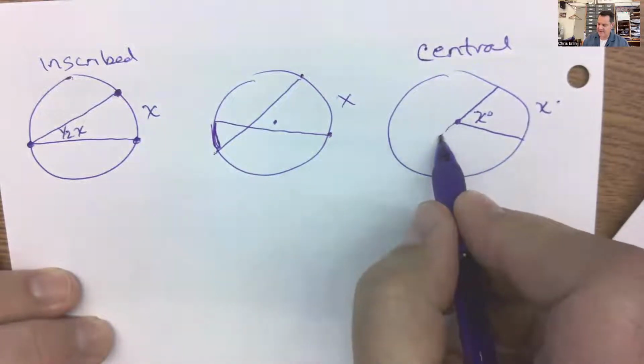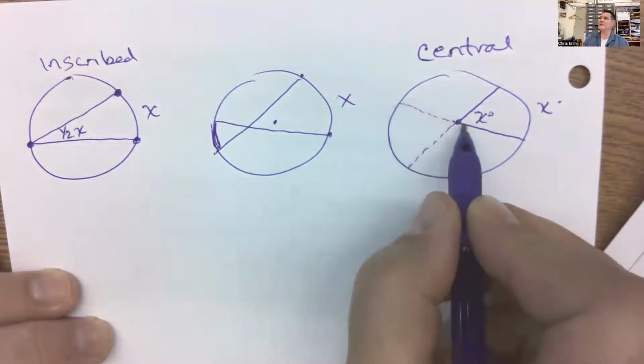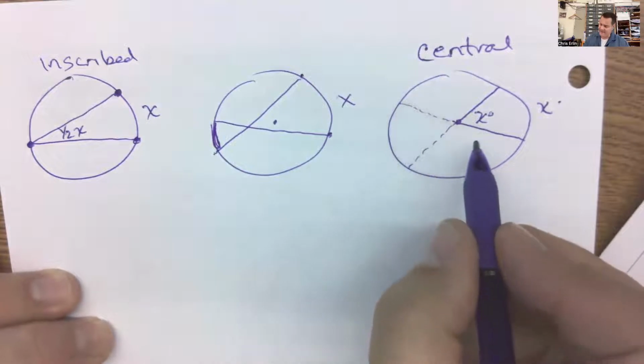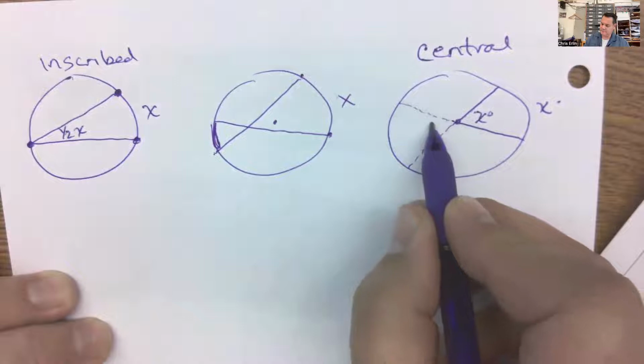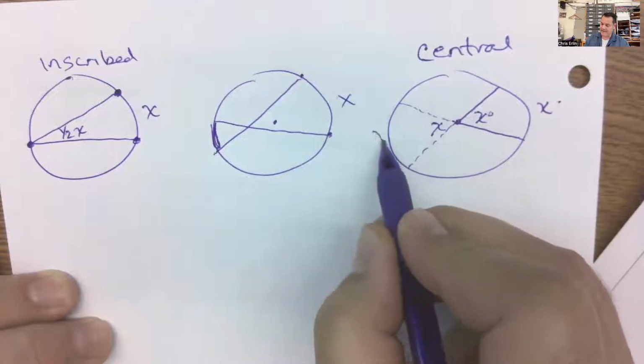Can you visualize that I could have taken the radii we used here to create the central angle and I could have extended them to make them diameters. And if I had done that, because these two angles are vertical, how big is this angle? It's X. And then how big would this arc be? Because this is now a central angle facing this arc. X.